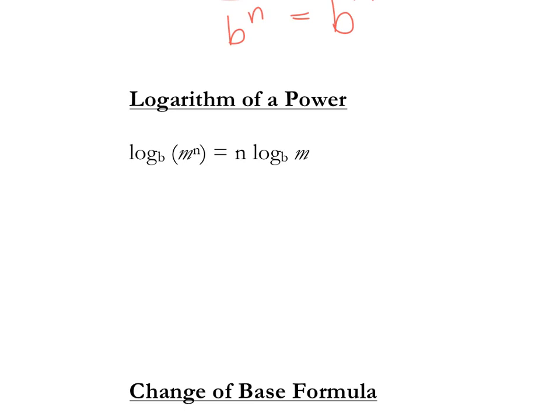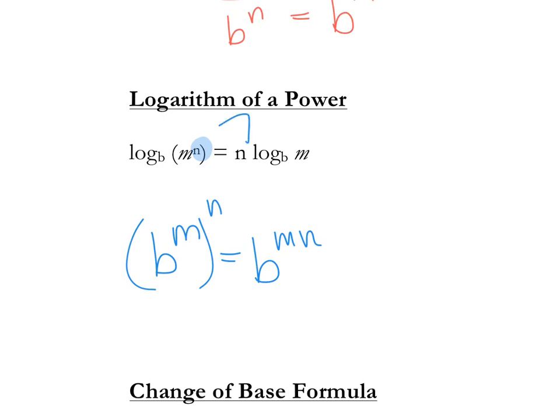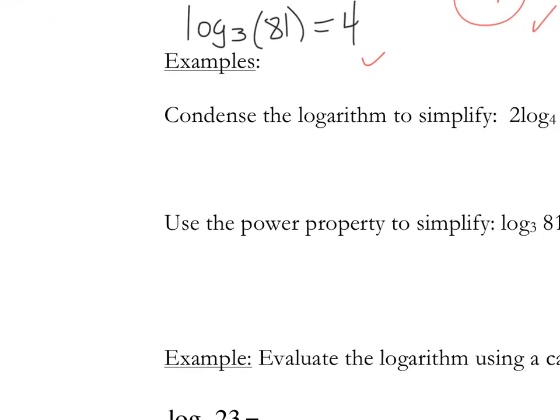Finally, we have the logarithm of a power. When we had the exponent of a power, we wrote it like this, right? b to the m to the n was the same as b to the m times n. Well, this is the same thing here. So what happens in this rule is if I have an exponent as part of my logarithm, it can travel to the front and become a multiplier, right? An exponent multiplied here, an exponent multiplies here. So what does that look like if I look at the couple examples here?